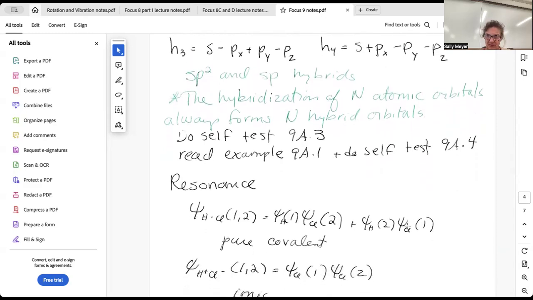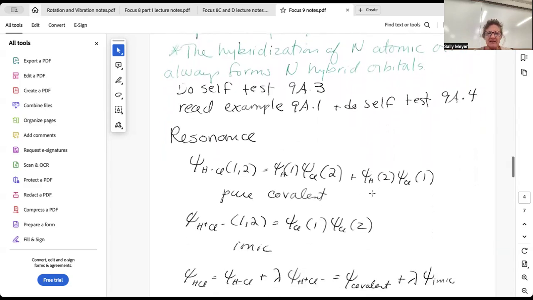Read the example. Okay, yeah, so work through the example and understand 9A.1, and then right after that, there's a test of whether or not you understood it, self-test 9A.4.